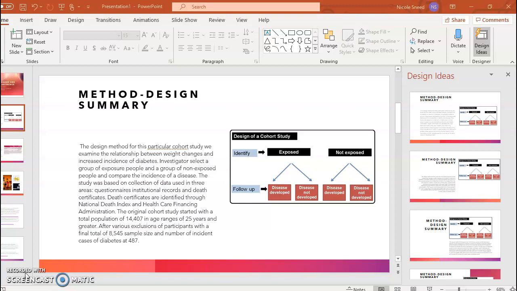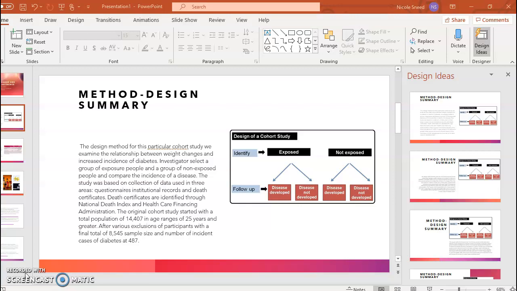The exposed group has a greater proportion than the non-exposed group. This study was based on a collection of data used in 3 areas: questionnaires, institutional records, and death certificates. Death certificates are identified through the National Death Index and the Healthcare Financing Administration.